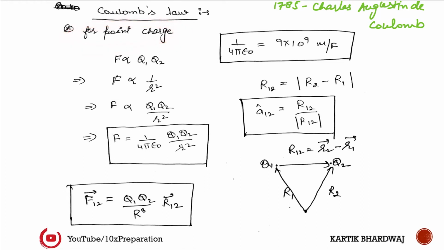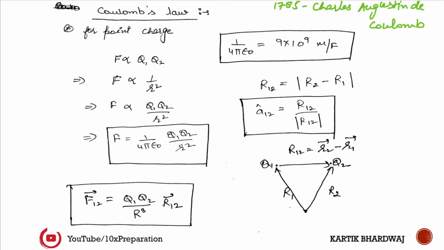For point charges, Coulomb gave this law. He said that when we put two charges, there is a force between them, directly proportional to the product of their charges and inversely proportional to the distance between them. If you combine that, you get this one. When you remove the proportionality sign, some constant K is there, equal to 1 upon 4 pi epsilon naught, which is 9 times 10 raised to the power 9 meter per farad.